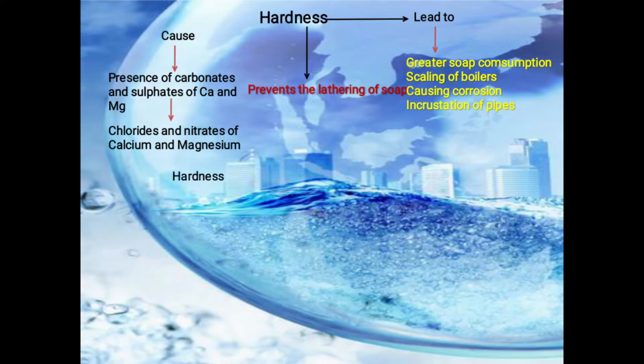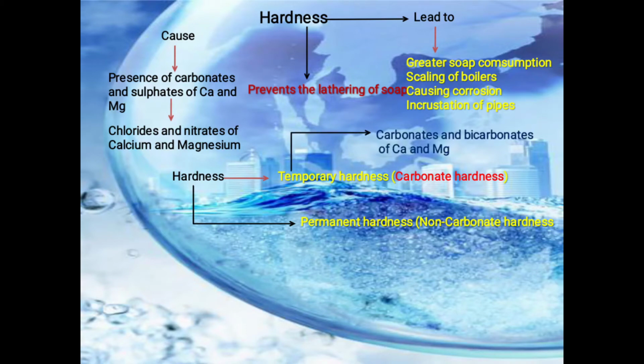There are two types of hardness, temporary hardness and permanent hardness. Temporary hardness is also called carbonate hardness, and permanent hardness is also called non-carbonate hardness. Temporary hardness is due to the presence of carbonates and bicarbonates of calcium and magnesium, and it can be removed by boiling or by adding lime to the water.